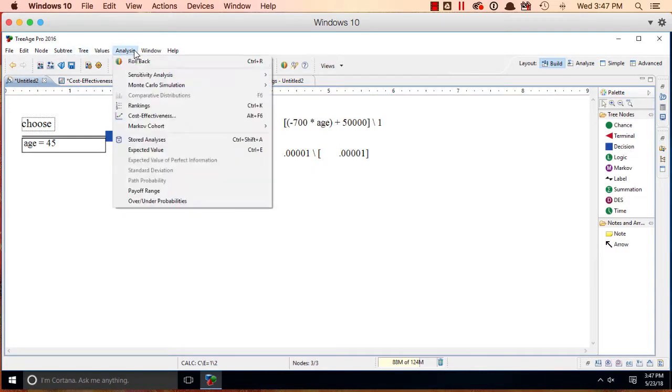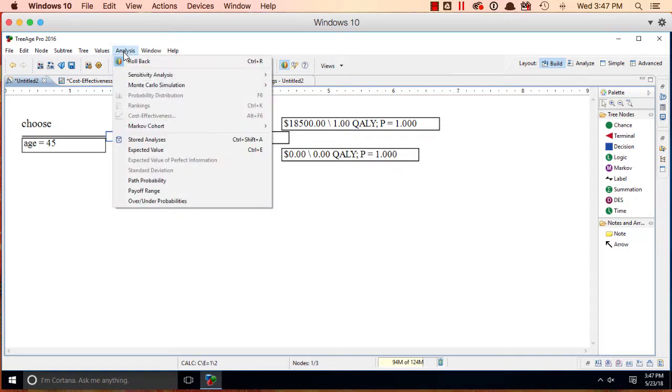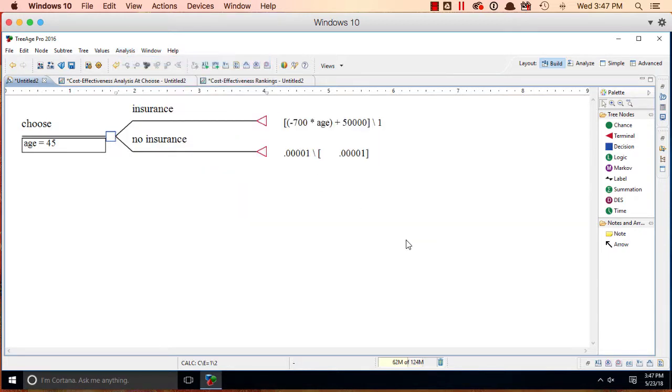$18,500 is less than the willingness to pay of $50,000, so it's going to scale up the supply curve. It's going to switch from no insurance to insurance. Insurance is cost effective compared to no insurance, given that we said the willingness to pay is $50,000 per quality adjusted life year for a 45-year-old. So for a 45-year-old, insurance is cost effective. Undo that rollback, and now we'll do a sensitivity analysis.